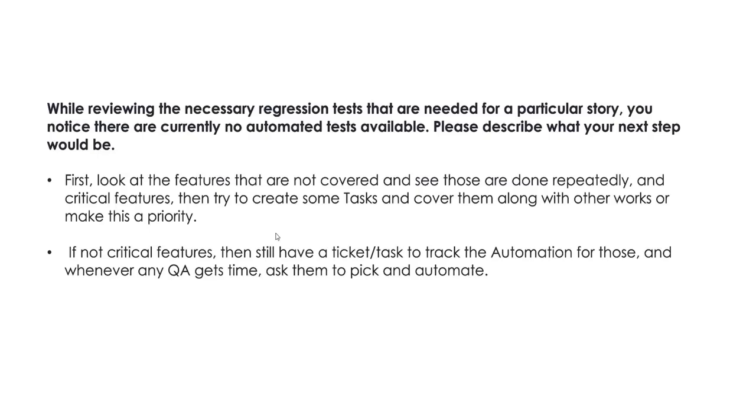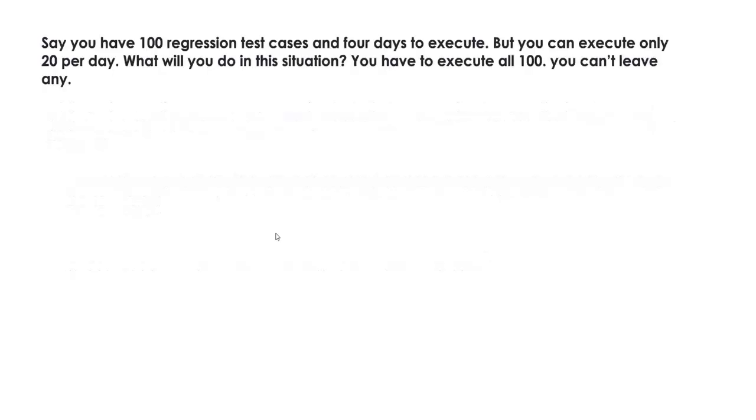Okay. So this is one kind of question, and sometimes there are chances of asking this type of question also. Going ahead, say you have 100 regression test cases and 4 days to execute them, but you can execute only 20 per day. What will you do in this situation? You have to execute all 100. You can't leave any. Okay. So how do you handle it in this situation?